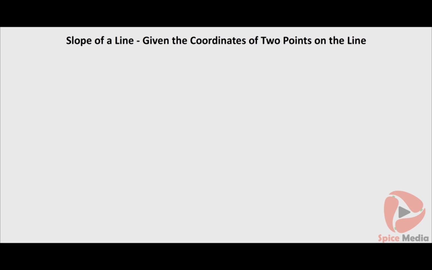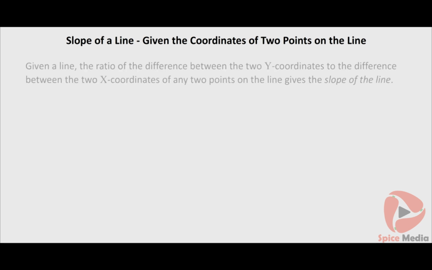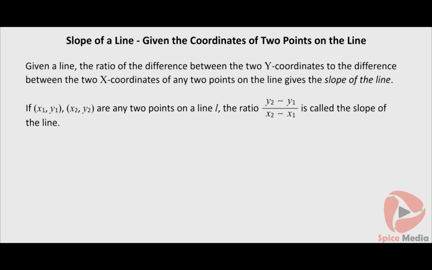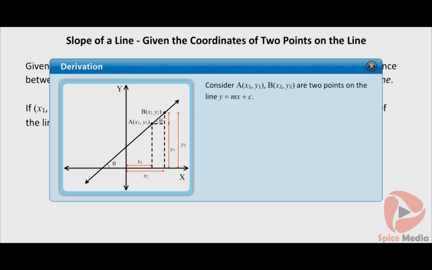Slope of a line, given the coordinates of 2 points on the line. Given a line, the ratio of the difference between the two y coordinates to the difference between the two x coordinates of any 2 points on the line gives the slope of the line. If (x1, y1) and (x2, y2) are any 2 points on a line L, the ratio (y2 minus y1) by (x2 minus x1) is called the slope of the line. Click on the derivation button to learn about the derivation.